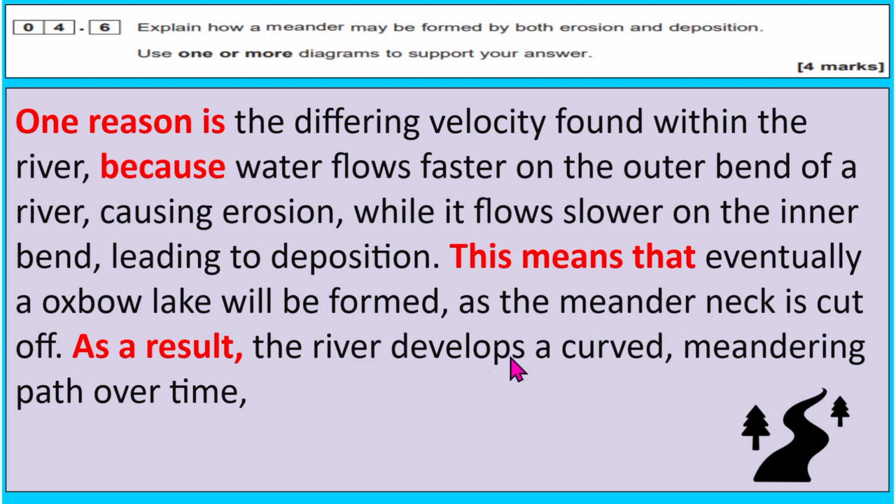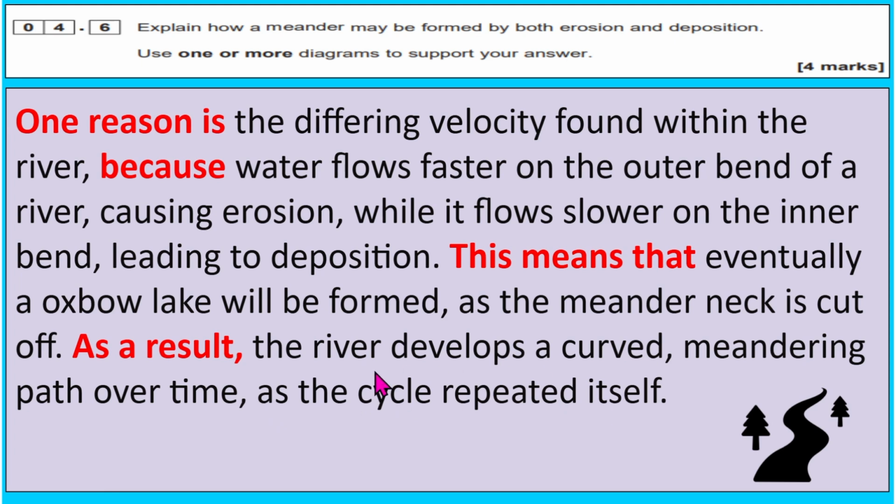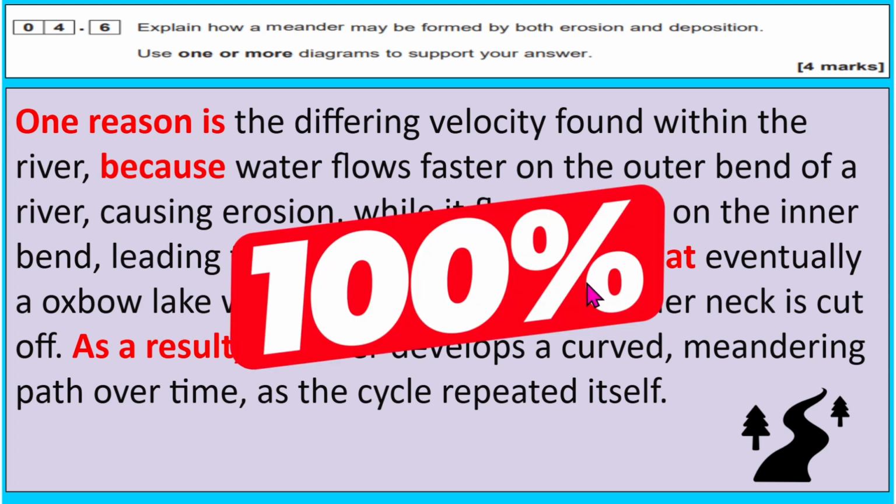So again, I'm talking about that process, oxbow lake being formed, meander neck being cut off. As a result, the river develops a curved, meandering path over time as the cycle repeats itself. So I link it back to the idea this is a cycle of rivers bending and straightening and bending and straightening as they go. Okay? So that is another classic answer. You combine your point, differing velocities, with your connectives, and you use that key geographical language like erosion, deposition, oxbow lake, meander neck, cycle. You combine it with connectives, and you're going to do very, very well. Okay? So I believe that gets 100%.